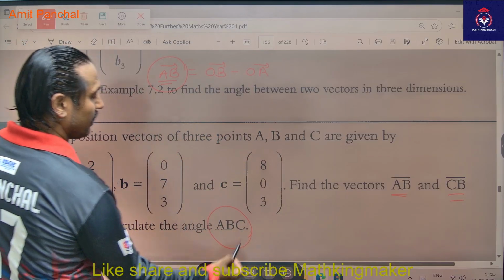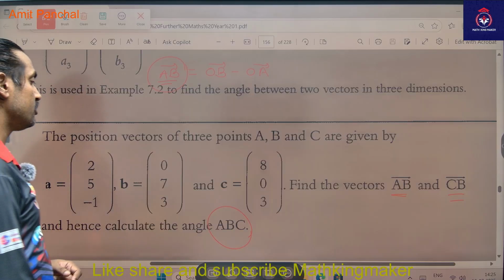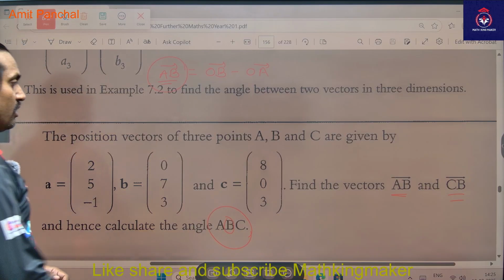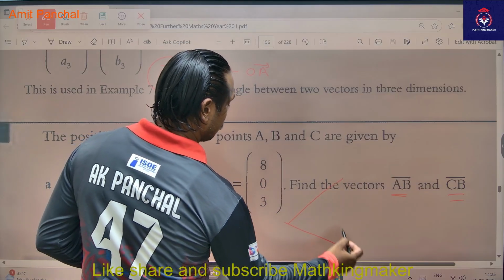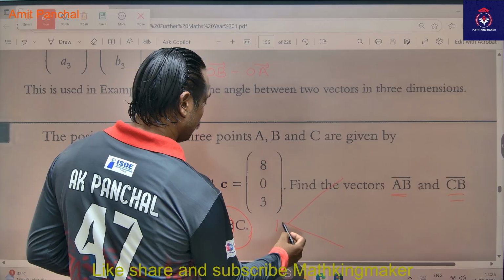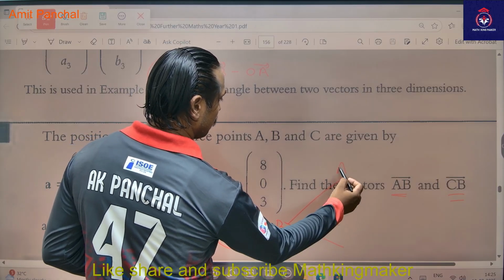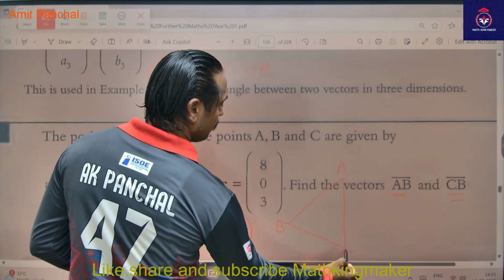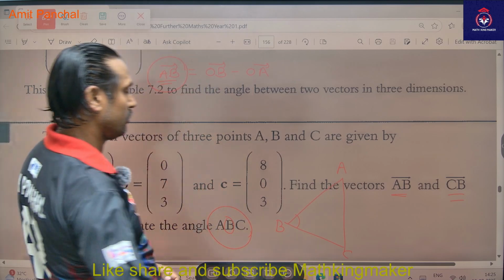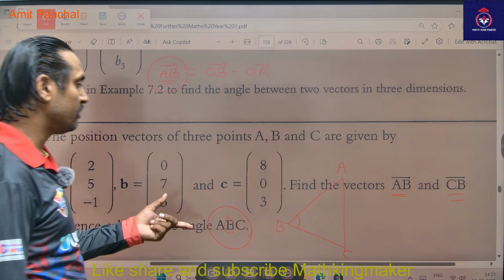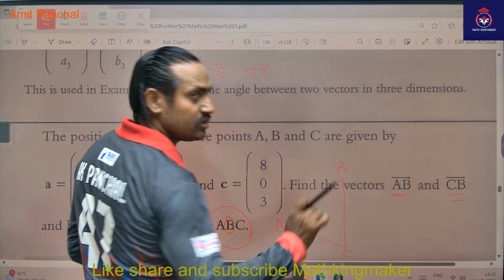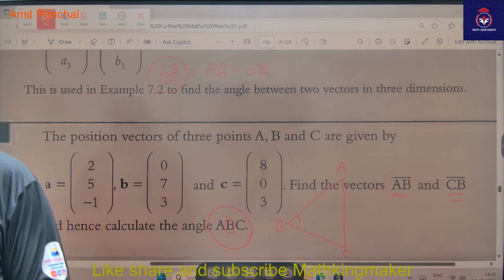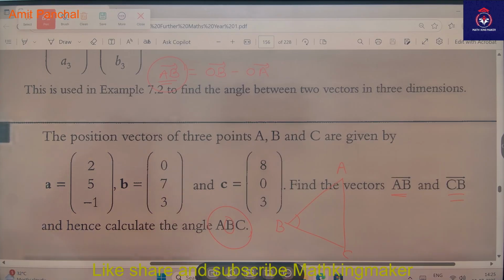Now you have to find angle ABC. That means the angle which is being made at B. So, let us say this is your AB vector, this is your BC vector. They are simply asking you about this angle. So this angle is being made between the AB vector and the BC vector. So that concept you will use. Please do it.